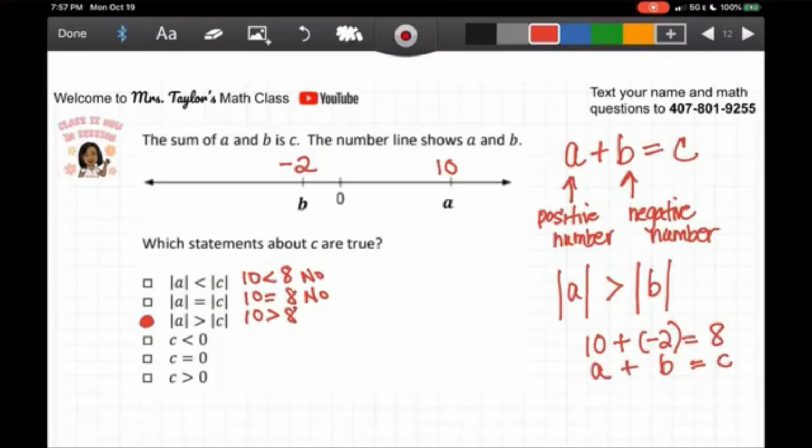And then for the next part, it's with the value of C. So our value of C was 8. So is 8 less than 0? No. Is 8 equal to 0? No. Is 8 greater than 0? Yes. And that's the keeper. So I know this problem here is intimidating because there are no numbers. But who says you can't make up your own numbers based on the scenario? We could totally do that. Okay, let's keep going.